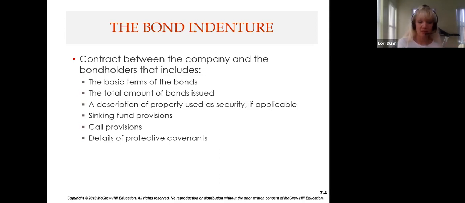There's basic information on this. How long does the purchaser of the bond have to wait for their money? So when will the bond mature? What's the total amount of the bond issue?